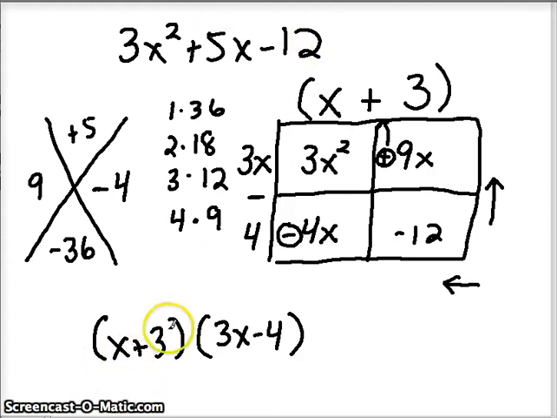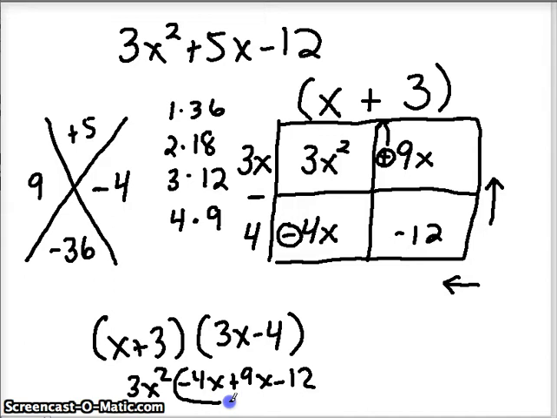Let's do a quick check here. X times 3x is 3x squared. X times negative 4 is negative 4x. 3 times 3x is 9x, and 3 times a negative 4 is a negative 12. If we combine these middle like terms here, we end up getting a positive 5x. Well, that ends up being what we started with, so we factored correctly.